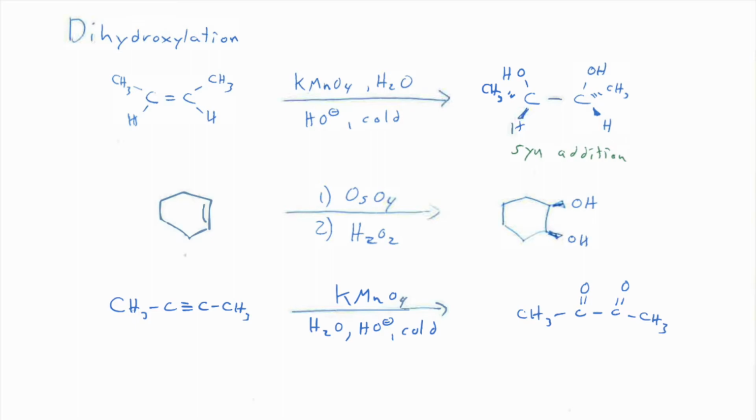This is called dihydroxylation. Some people call it hydroxylation. But it's exactly what the name sounds like, dihydroxylation. We're going to add 2 hydroxy groups across a pi bond. So the conditions for this, there's a couple of ways this can be done.